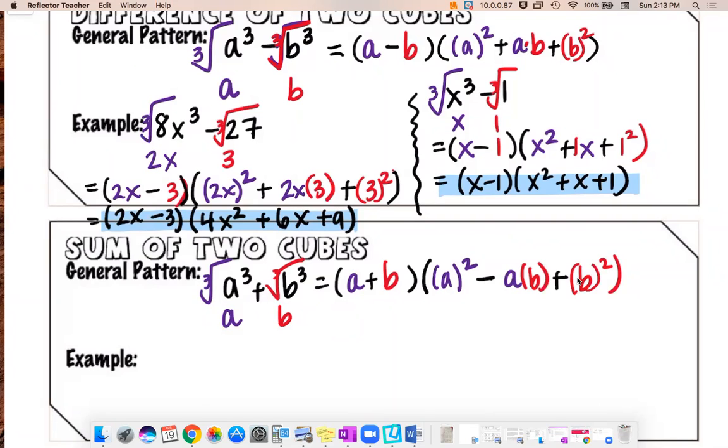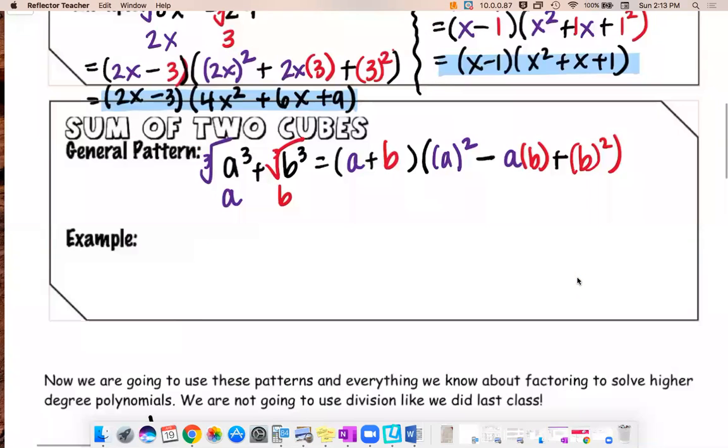So however you need to have that memorized, you can also seriously write these down. You don't need to have them memorized at this point, you just need to know how to use them. Okay, let's do 2 last examples. So let's do 27x cubed plus 125.